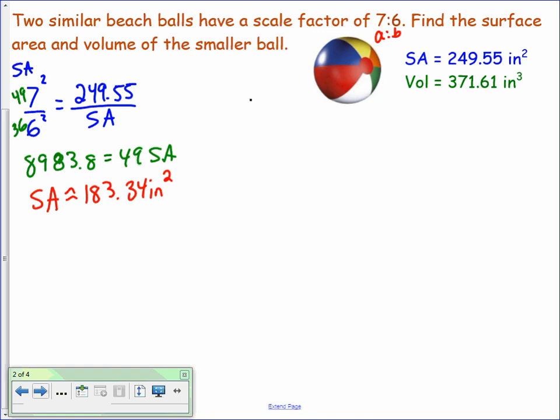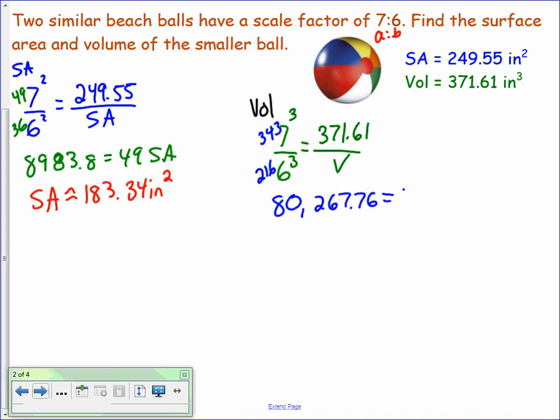Alright, next we are going to do the volume. Same concept. We're going to set up the volume as 7 over 6, except this time we are going to cube them because we are doing volumes. And the volume we are given here is 371.61. And now, same thing, we are going to cross multiply.